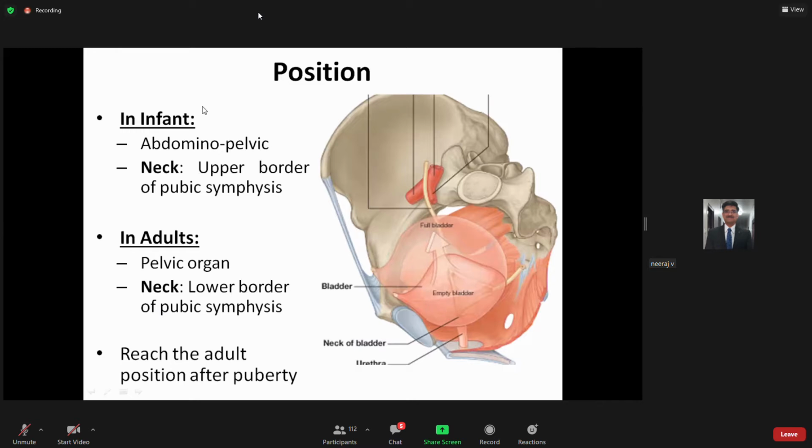While in case of an infant, it is primarily an abdominopelvic organ. Why is it abdominopelvic? Because when children are very small, the urinary bladder is not that well formed, so primarily it is lying in the abdomen. And after the age of 6 years, as the pelvic cavity grows, it gradually descends and comes into the proper pelvic cavity. Of course, a distended bladder, even in an adult, descends and reaches into the false pelvis or the lower part of the abdominal cavity.